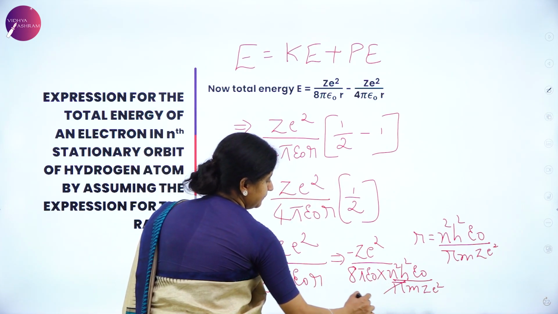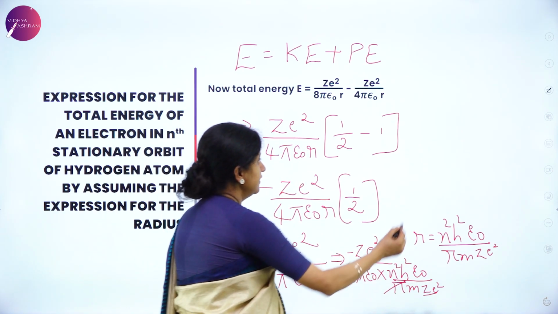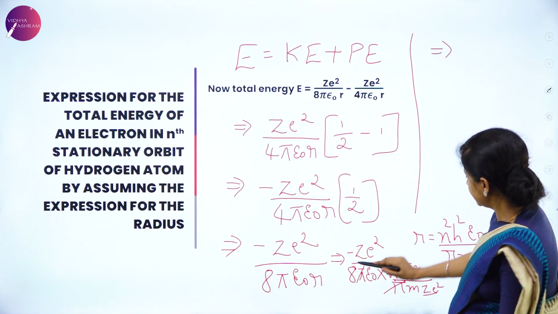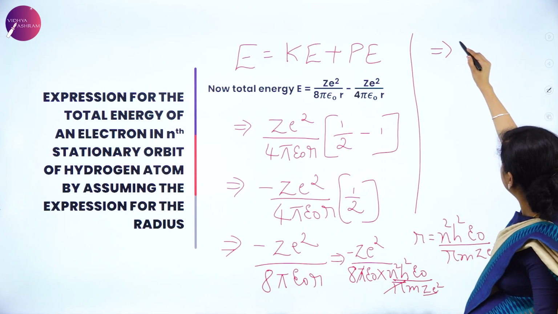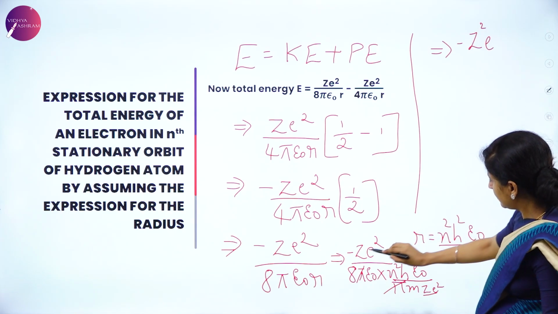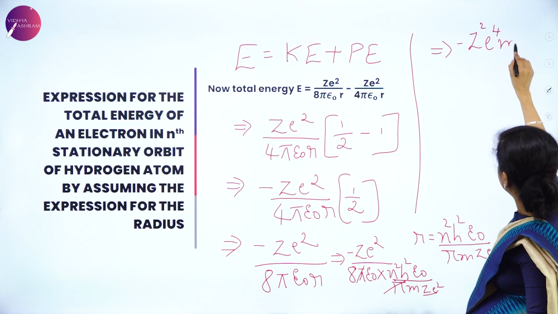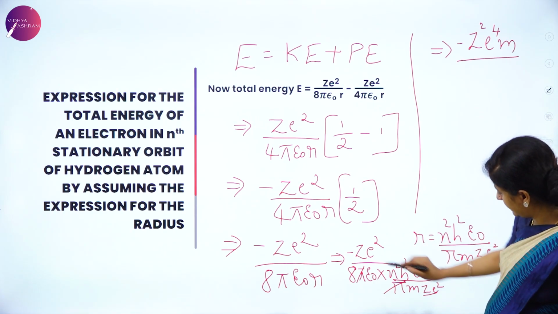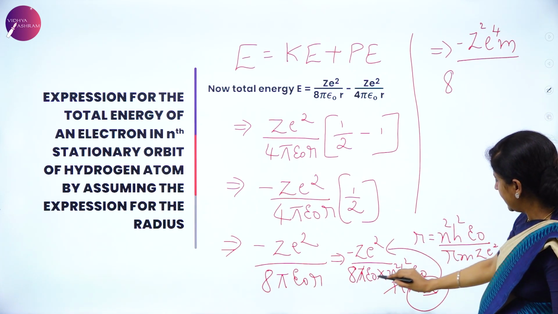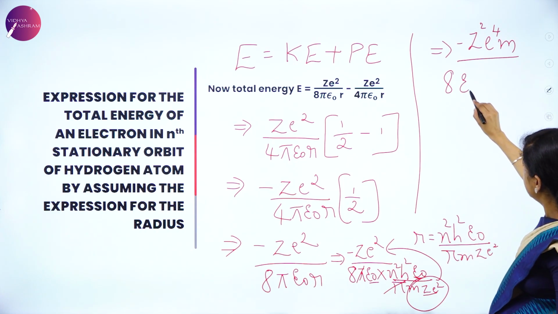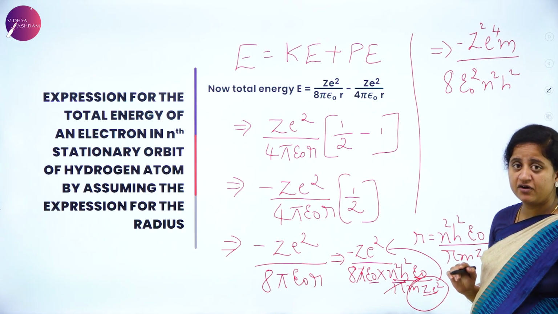Now we can cancel pi and pi here, and these terms will go to the numerator. So what do we get? Here we already have minus Ze square in the numerator, and this Ze square will also multiply with this, and we get minus Z square. e square is already there, one more e square we have here, so it becomes e power 4, and also m in the numerator because the entire term here goes to the numerator, and we remain with 8 epsilon naught into epsilon naught, that is epsilon naught square n square h square. So this is an expression for energy.